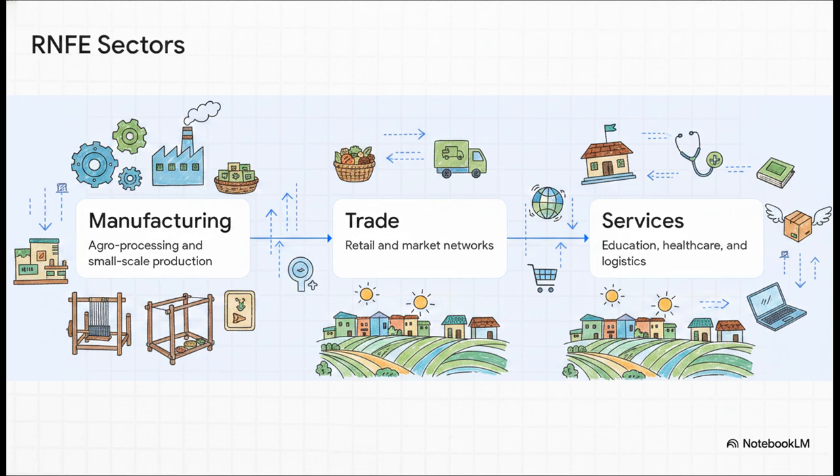It means investing heavily in 3 main areas of rural non-farm employment: local manufacturing, like agroprocessing, expanding rural trade and retail networks, and developing vital services like healthcare, education, and logistics. Doing this creates a multi-layered economy, so the village isn't relying solely on the rain.